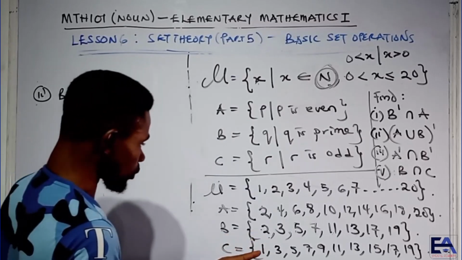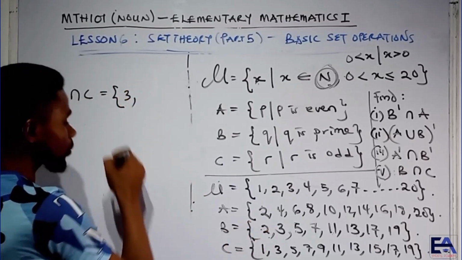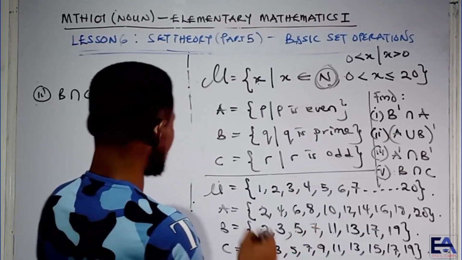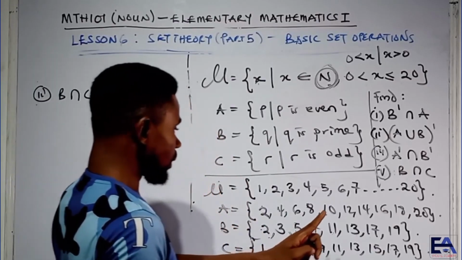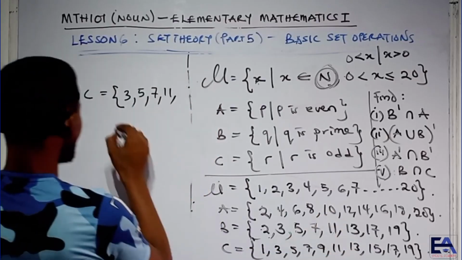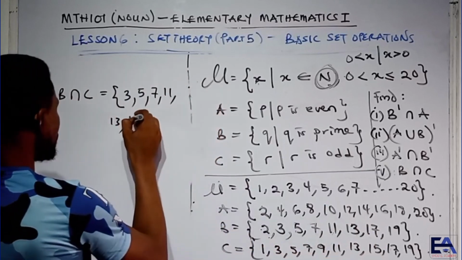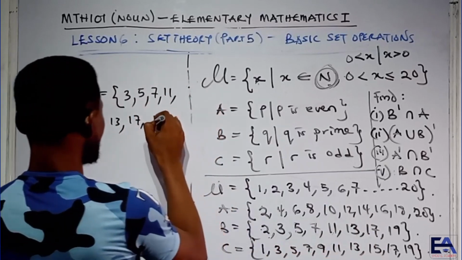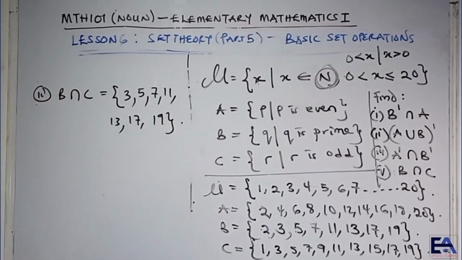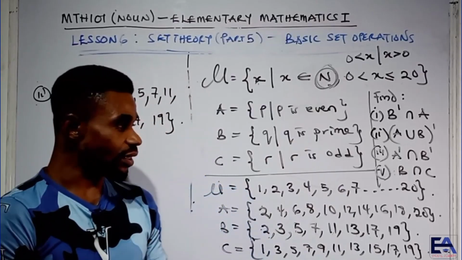And so that will be equal to 2. Okay, 3 is here, 3 is here. 5 is here, 5 is here. 7 is here, 7 is here. 11, 11. 13, 13. 17, 17. 19, 19. So this is the intersection of B and C. And that is the end of this question, hence the end of this class.